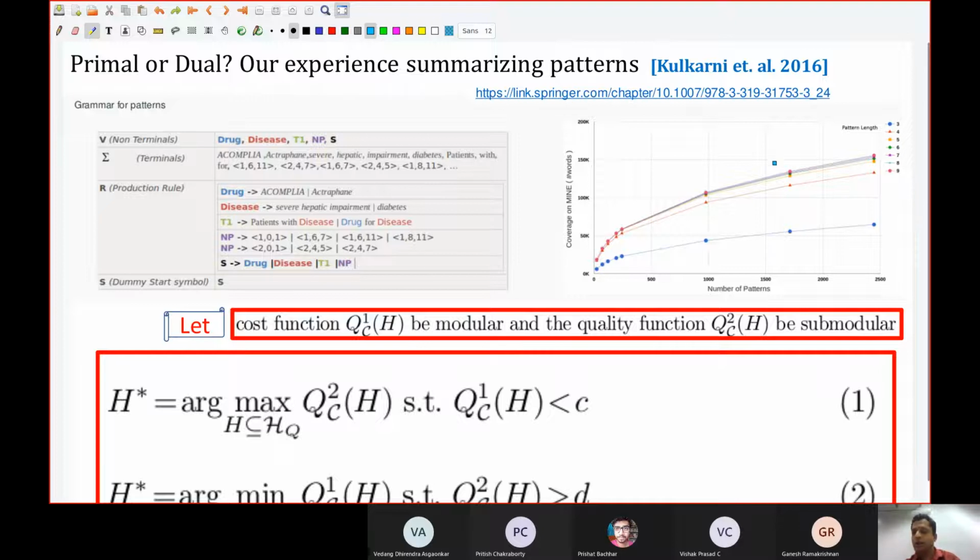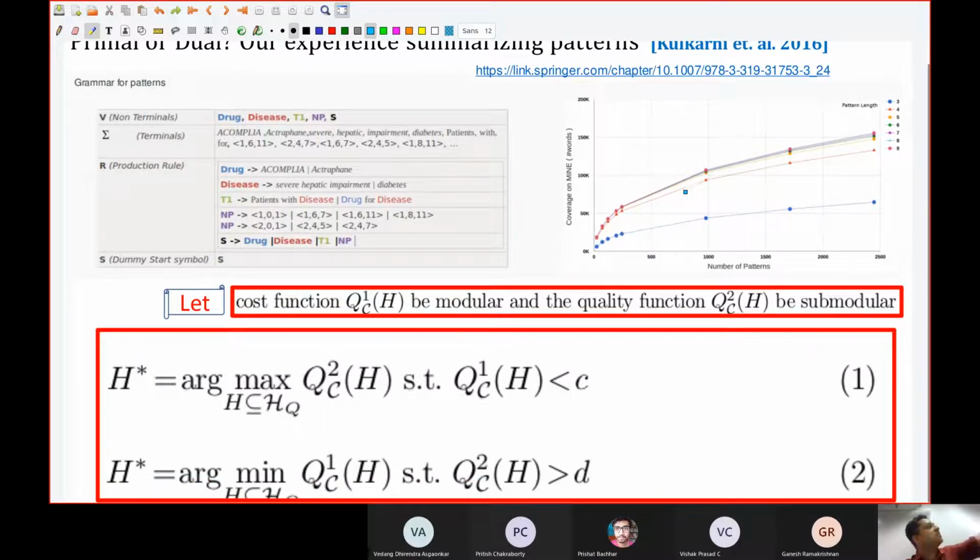Okay. So first of all, hopefully you are convinced that there are diminishing returns. What we see here is diminishing returns. The more patterns you pick, the less the marginal gain. So diminishing returns confirmed.